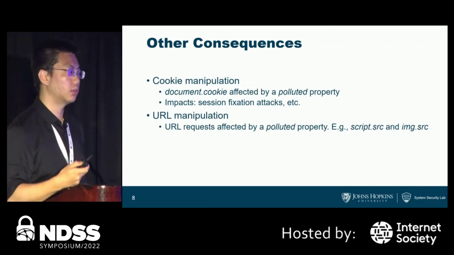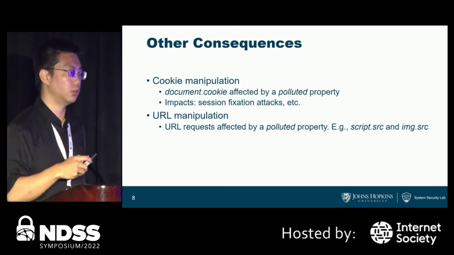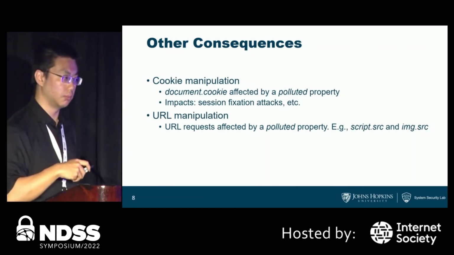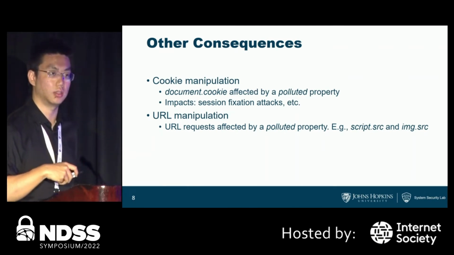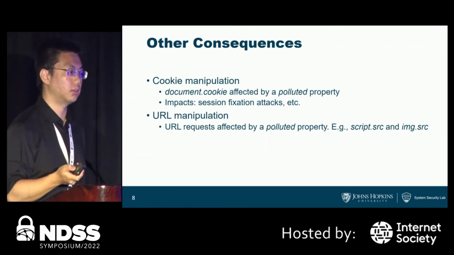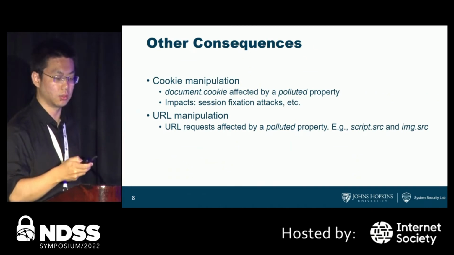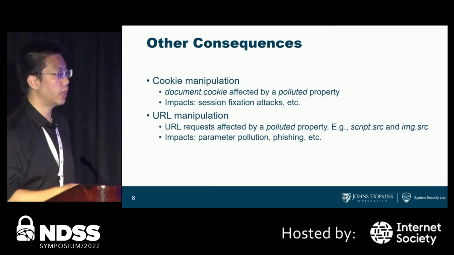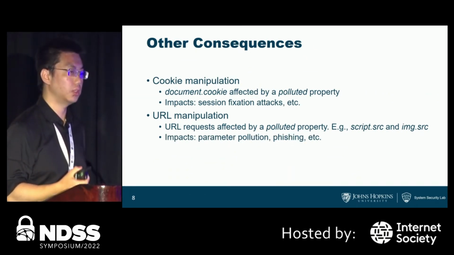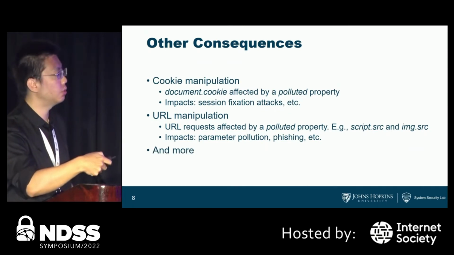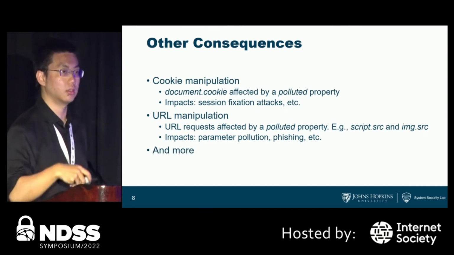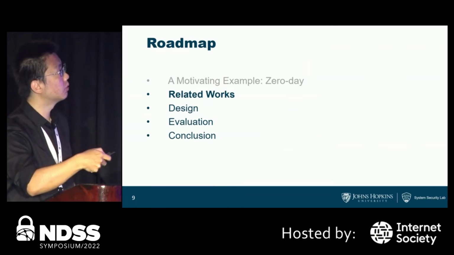Then the second one is called URL manipulation, which involves URL requests sent by the victim affected by a polluted property, such as URL requests sent from script.src and image.src. The impacts include parameter pollution, phishing, and so on. And there could be other consequences that need to be discovered.